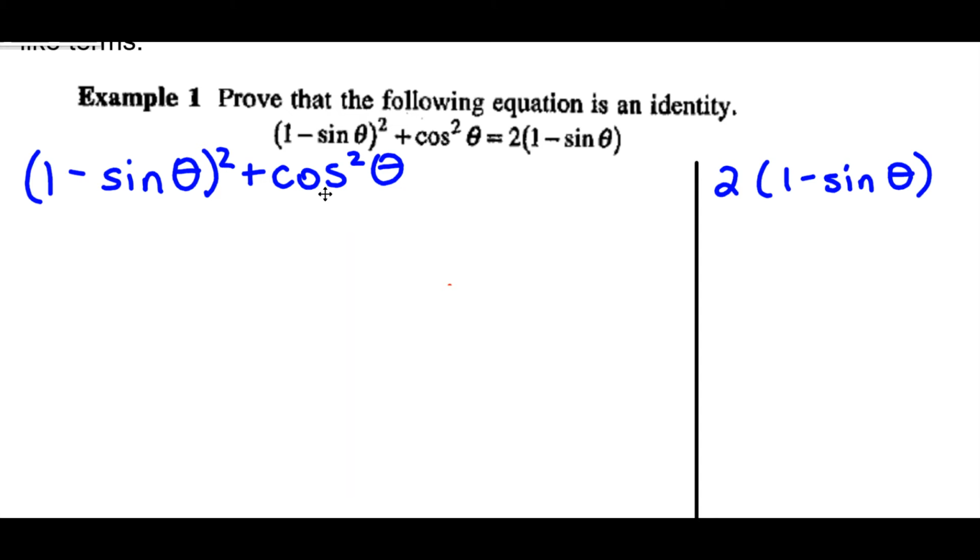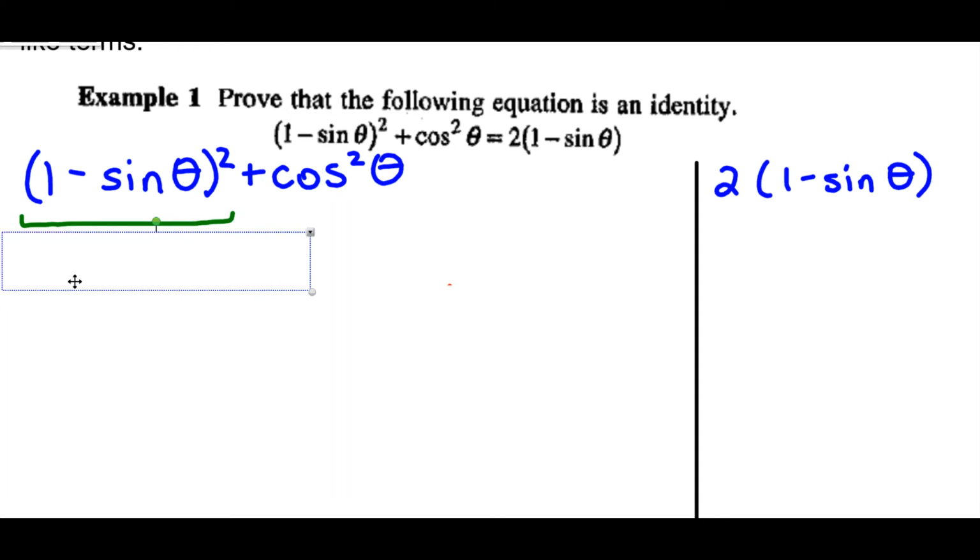The second suggestion is if one side contains one or more indicated operations, perform these operations. So here I have 1 minus sine theta, and it is squared. So I'm going to start by doing that. I'm going to focus right here. When I do this, I need to remember that this is squaring this binomial. It is not taking the square of each of those individually. So I need to make sure that I'm doing 1 minus sine theta times 1 minus sine theta.